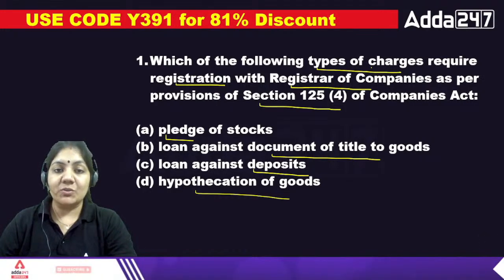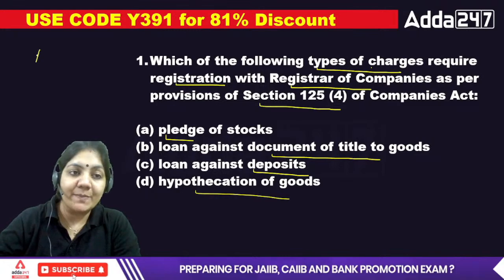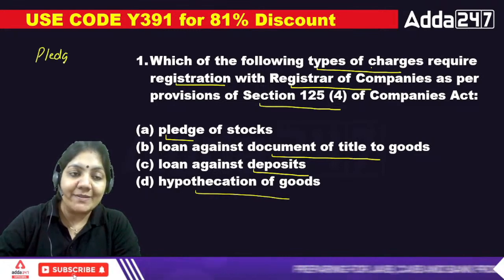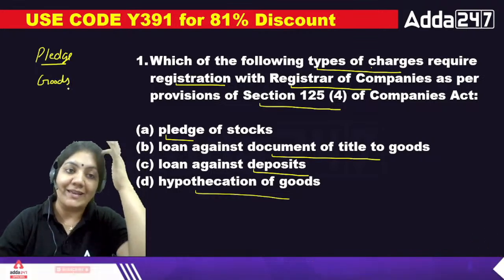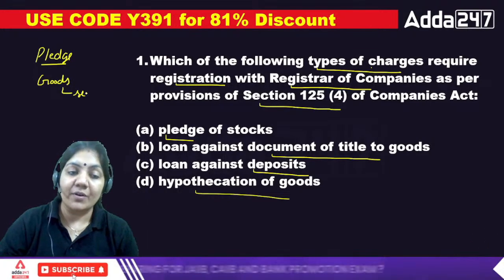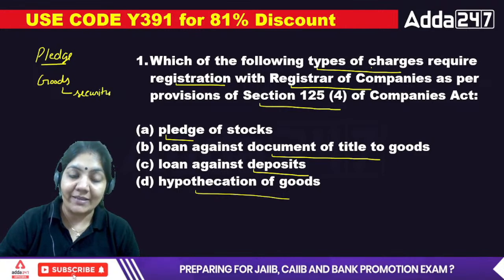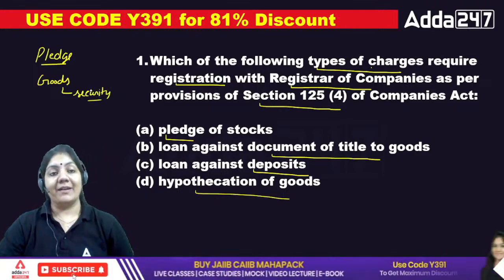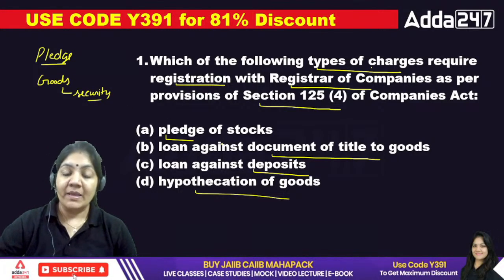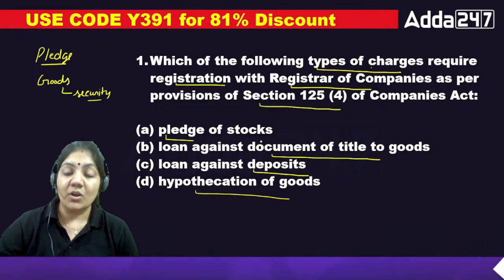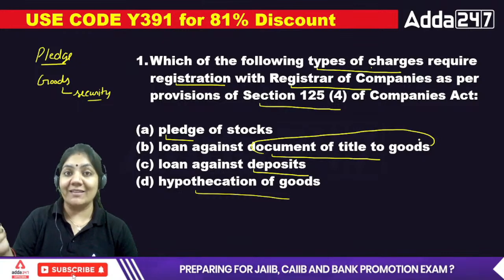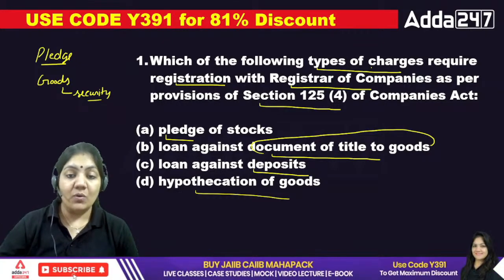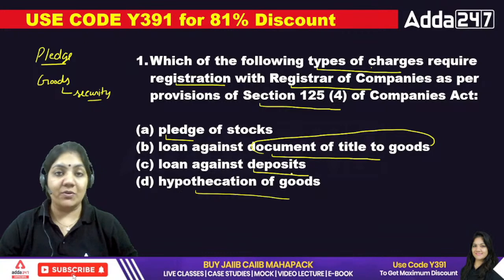For the first one, class, as you know, what is pledge? Pledge is basically where the movable goods are given to the lender as a security, and for that we take money from the lender. That is called pledge. Now B, loan against the document of title. Document of title is the document which says that yes, you are the owner. Loan against deposit is the deposit we have made in the bank.